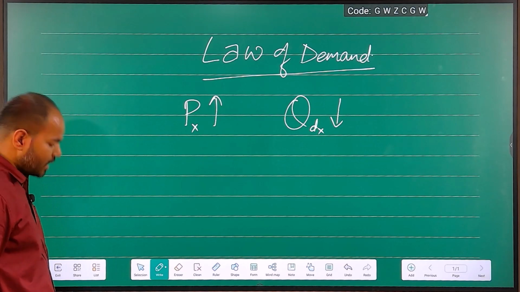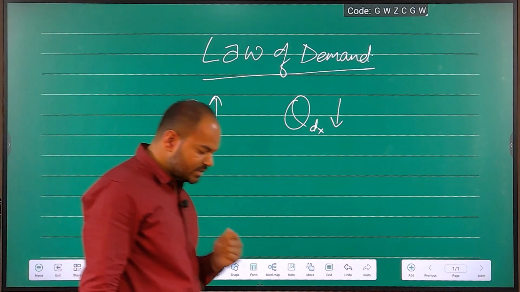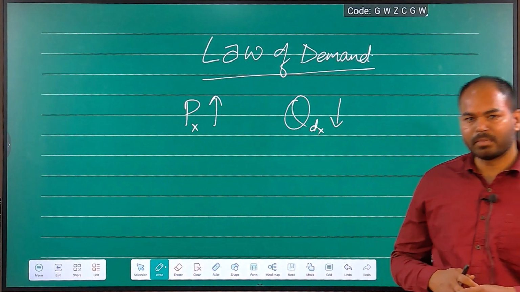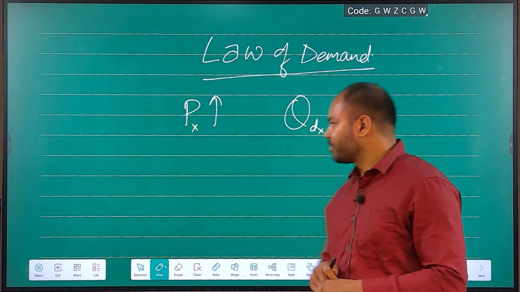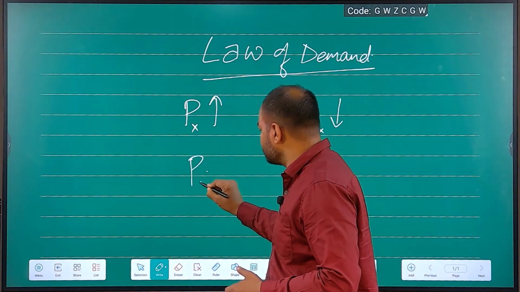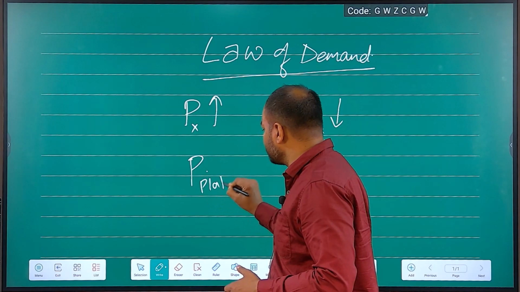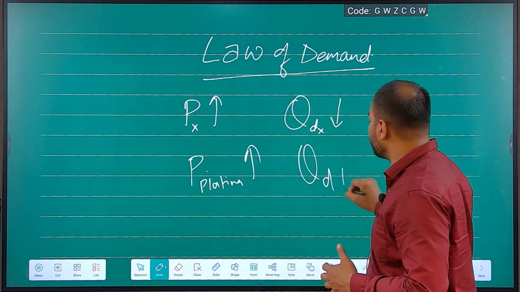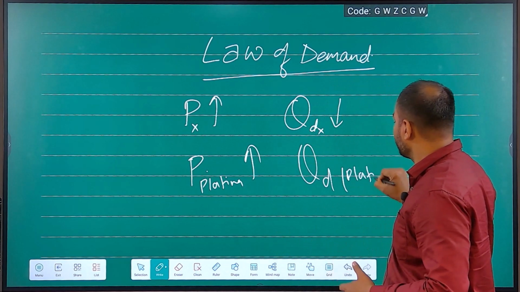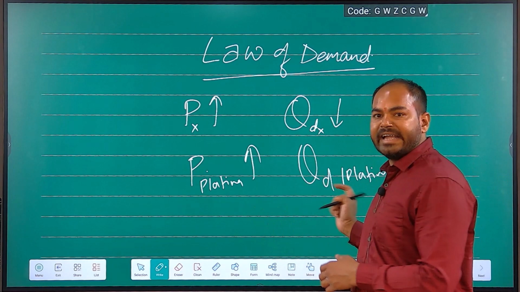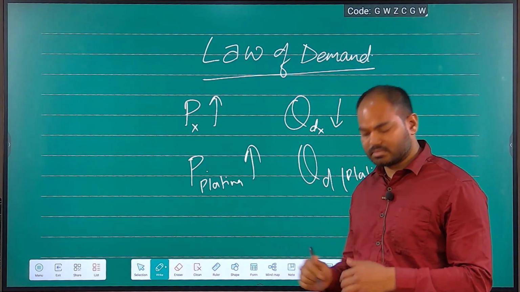Okay, now let me ask you one question. If I say the price of a motorcycle increases, what will happen to demand? You will definitely say, sir, on the basis of the law of demand, if the price of, say, Bajaj Platina increases, quantity demanded of Platina will fall. Okay, so there is an inverse relationship between price and demand.